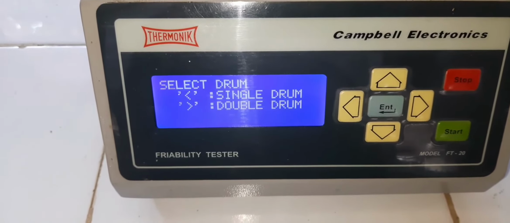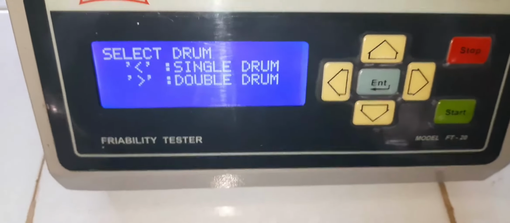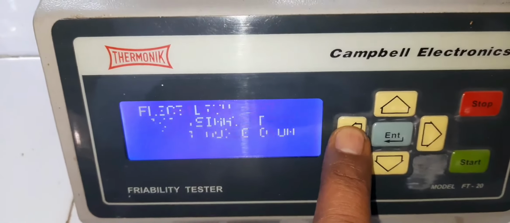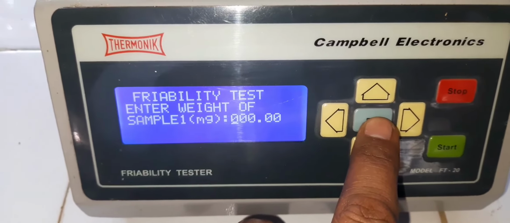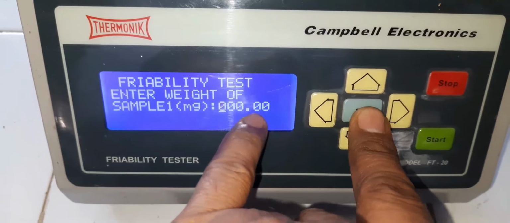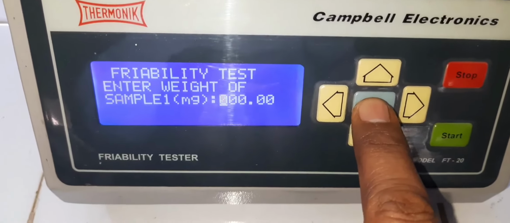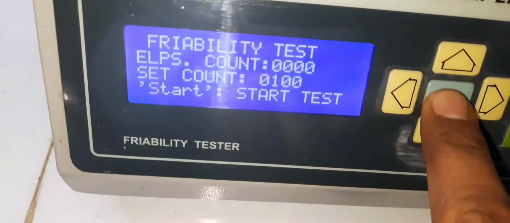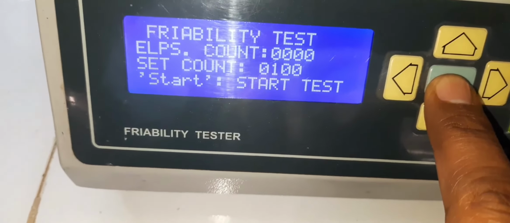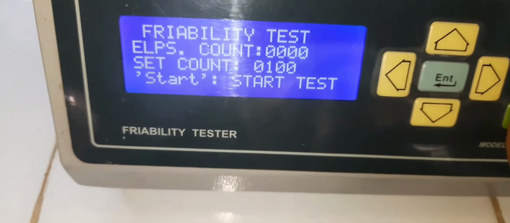Now select the drums. You have to select the single drum by pressing this knob. Then the weight of the tablets were written over this display, or you have to do that manually. Now that is the count part, and the tablets will be counted for 4 minutes. Now start.